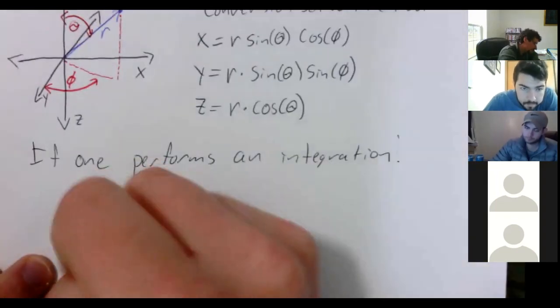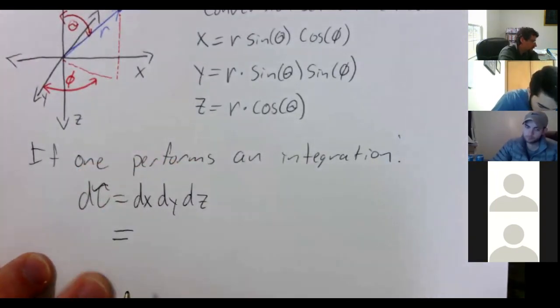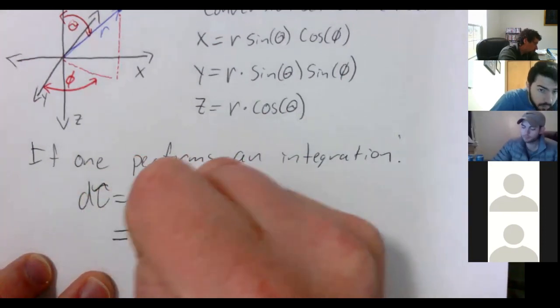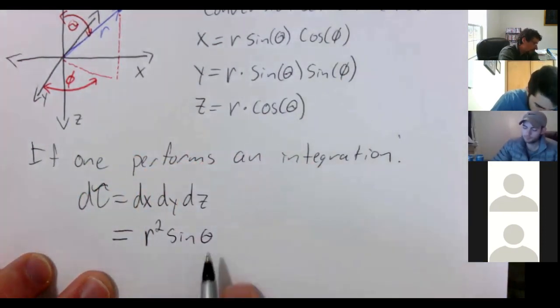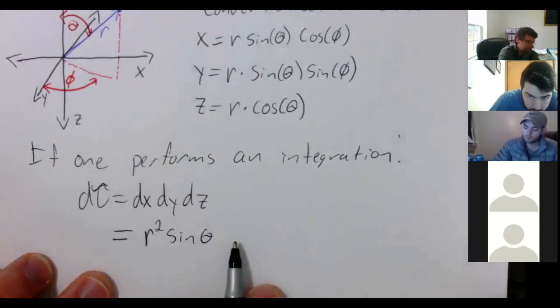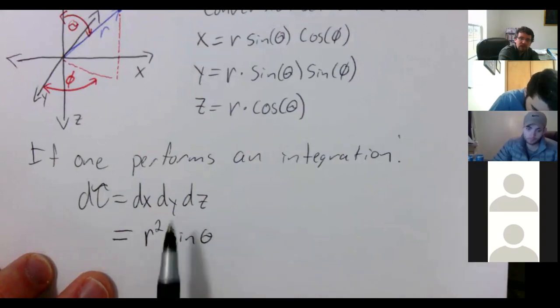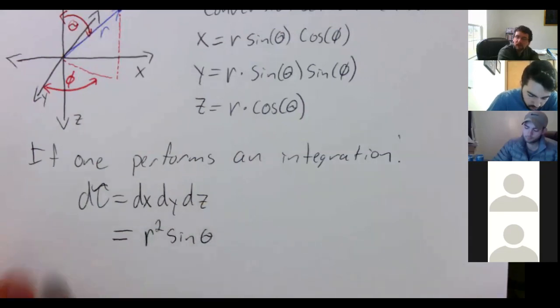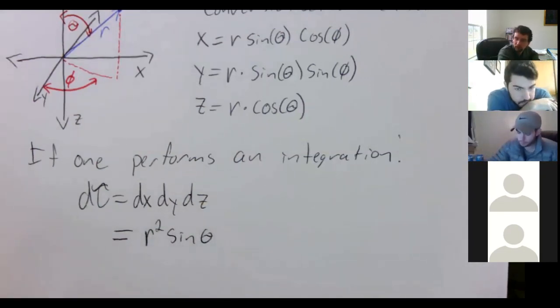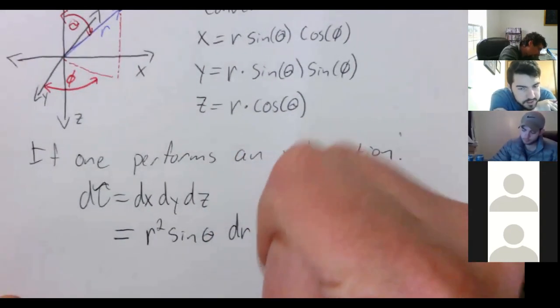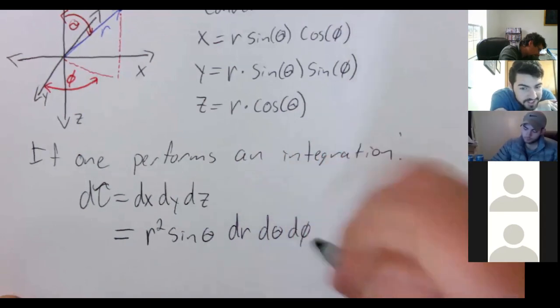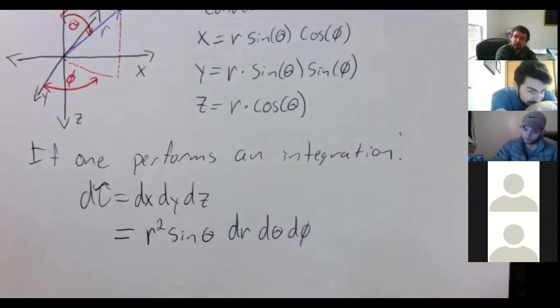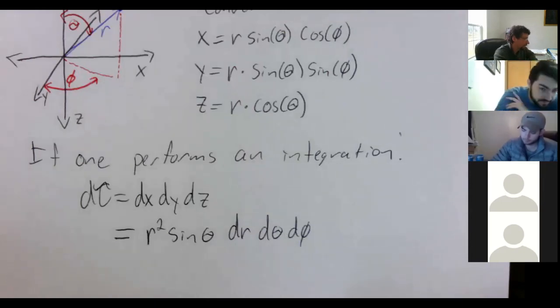Now, if we translate that to spherical polar coordinates, it changes a little bit. We have a factor of r squared sine theta. And then what else do we need in here? So we had 3 variables, dx, dy, dz with Cartesian. What's it going to be for spherical polar coordinates? dr, d theta, d phi. Yep. Okay.